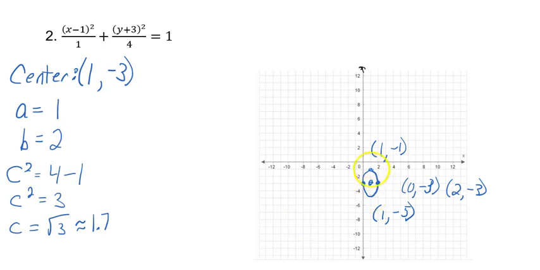And again, you can still tell that the major axis is vertical this time because it is longer. Since that is my major axis, I will be putting my focus points on that. Now, my focus points are about 1.7 away from the center. So somewhere right in here and down about 1.7, somewhere right in here.